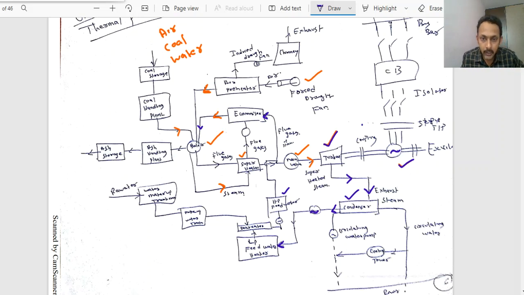So this deaerator is having two inputs. One is from the LP feed water heater and another one is from the makeup water treatment plant. And now this output of the deaerator, where it is going to remove the dissolved oxygen content from the water, with the help of the HP feed water pump, will be fed back to the economizer.